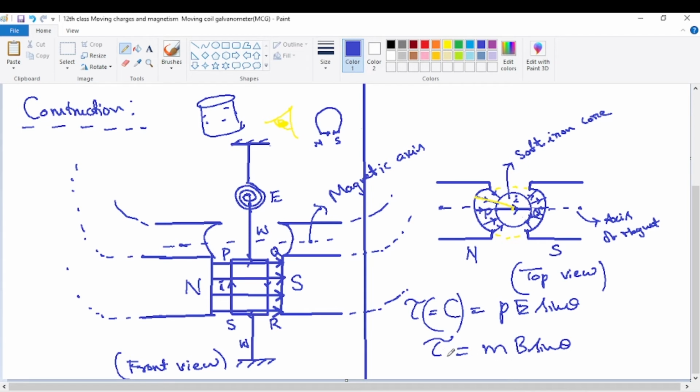Very easily, torque. How to measure the torque? Firstly, it can be proved that the two vertical sides of the coil experience a couple. Then torque due to a couple is what? Torque due to a couple is force into perpendicular distance.